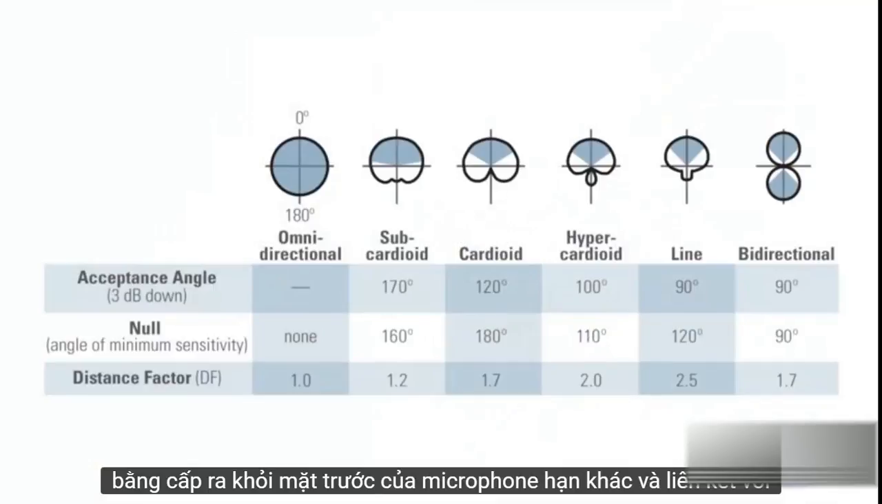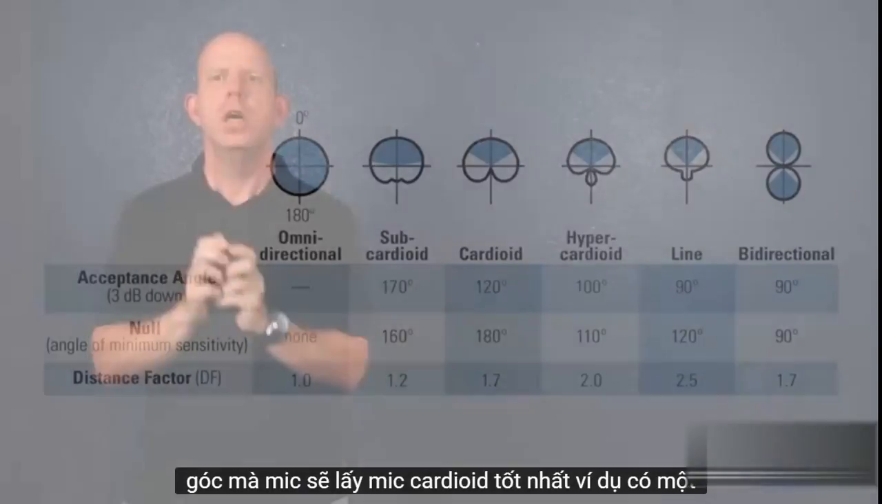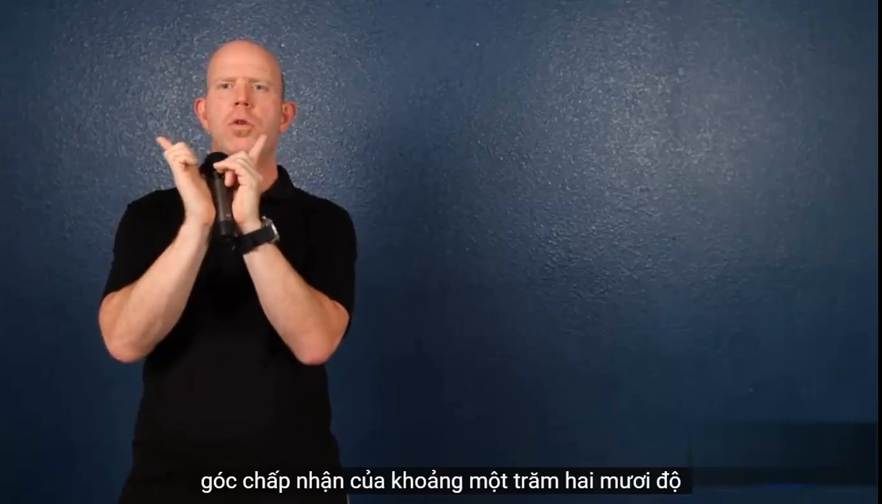Another term associated with unidirectional microphones is called the acceptance angle. This refers to the angle that the mic will pick up best. Cardioid mics, for example, have an acceptance angle of about 120 degrees.